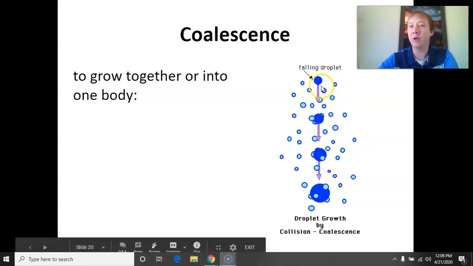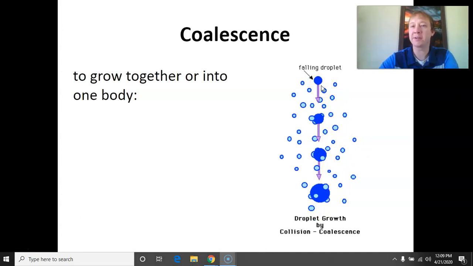When we have very low clouds, they tend to be smaller droplets because they simply don't have time to collect the moisture. It also has to do with gravity, and the weather and the winds can affect that as well. But coalescing is simply those water droplets collecting together and eventually getting large enough where gravity pulls them to the surface. Okay? So that's what we have for clouds.